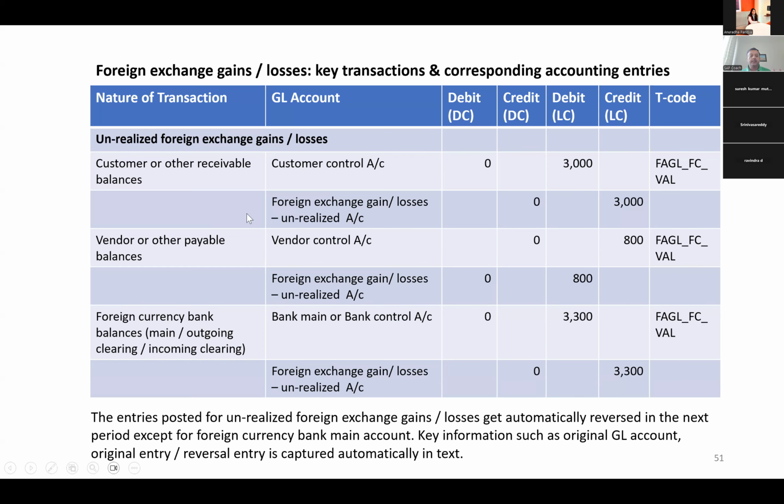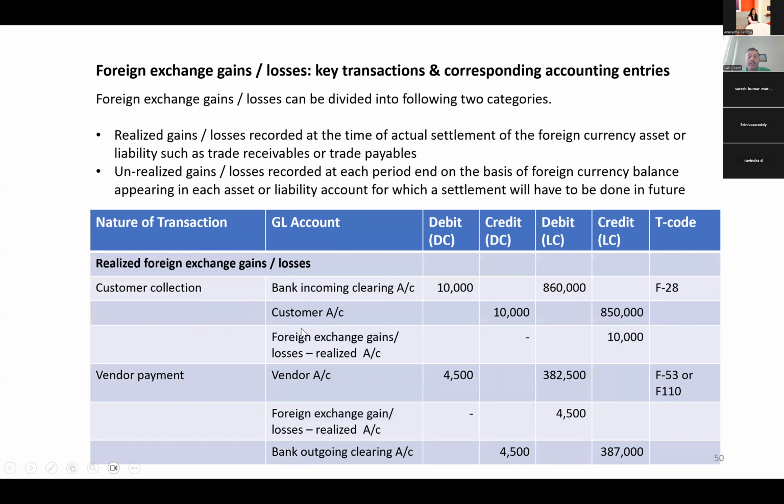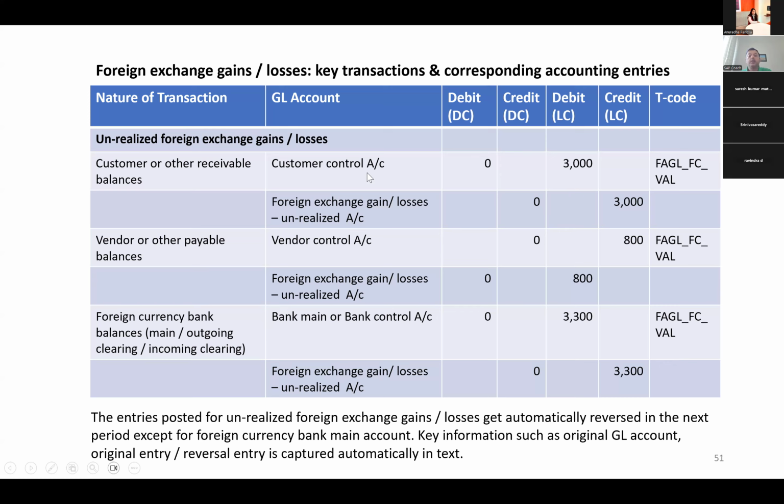But the thing is that there will be open items at different rates, and the system will revalue each and every open line item in my customer or vendor account. If there are 1,000 items, it will take those 1,000 items, calculate the difference between the posting rate and the closing rate, and do the revaluation. These are the entries done at the time of revaluation: customer control account. So it's not the customer account. Previously, in realized, it was the respective customer or vendor account, because I was paying or receiving the money. But here you see it is the customer control account.